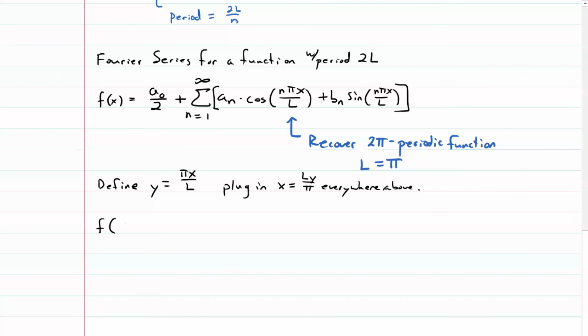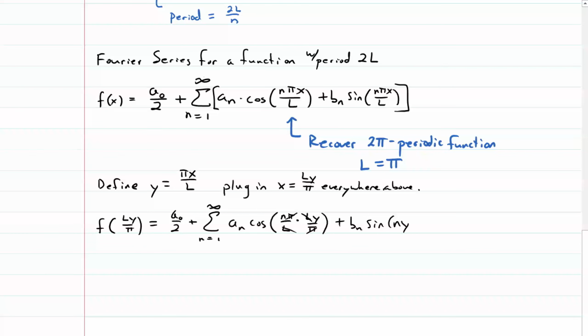What I have is f of Ly over pi is equal to a0 over 2 plus sum over n, 1 to infinity, an cosine of, now x is Ly over pi, so n pi over L times Ly over pi. And you can see the pi's cancel and the L's cancel, so that's just ny. And the same thing happens here, bn sine of ny. So let me just clean this up. Everything cancels except for the ny.